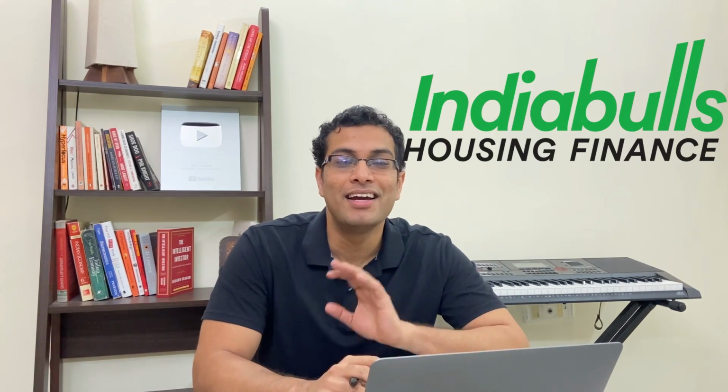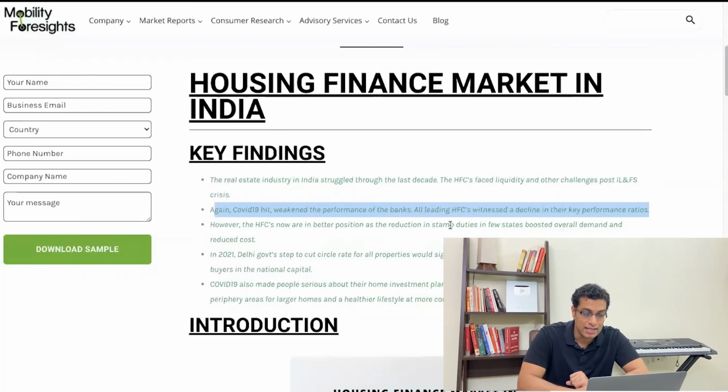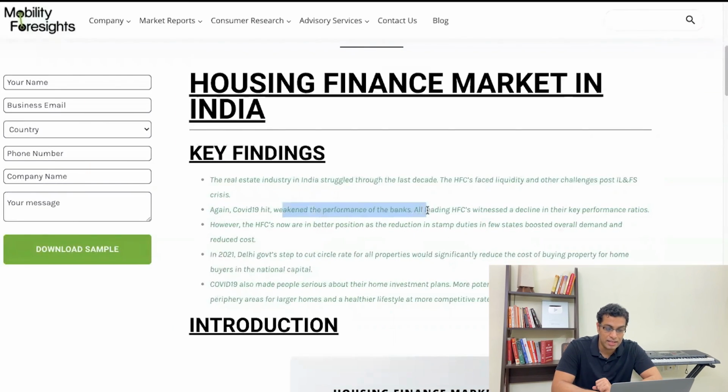That stock is called Indiabulls Housing Finance. It is a good stock. Mr. Rakesh Jhunjhunwala has also invested in this stock, and I am going to explain the reason behind why I am investing. Now the second point is very, very important in this article, and I would want you to go through it. It says that COVID-19 weakened the performance of the banks. All leading HFCs, housing finance companies, witnessed a decline in their key performance ratios.